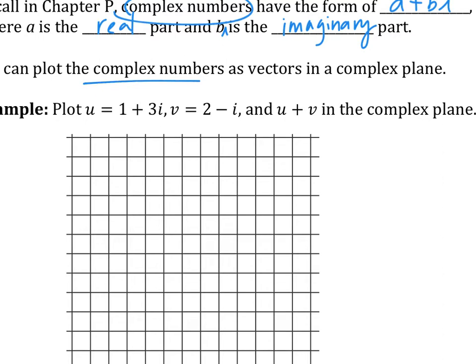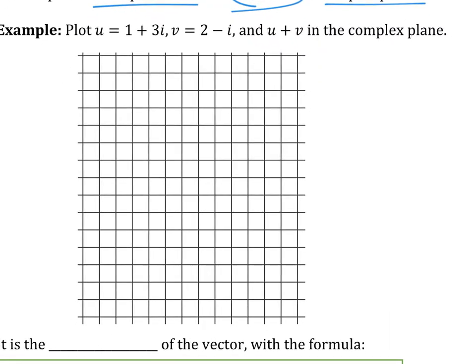They want you to plot the complex numbers as vectors, so make it look like vectors in a complex plane. Complex plane, we have never talked about this, but it's pretty easy. Complex plane is kind of the same idea as xy, except it's not xy. It's going to be real versus imaginary. So remember, the real part is the a part, and the imaginary part is the b part.